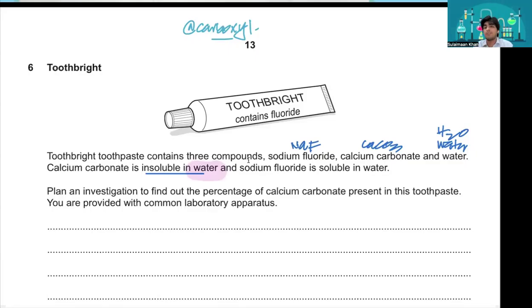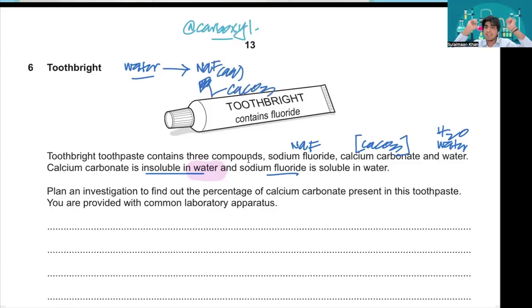Now, the question in itself is giving you the answer. It says calcium carbonate is insoluble in water, so start adding water and devising an overall thought process. I'll add excess water, a lot of water, to this toothbright toothpaste, and I'll keep stirring and heating it until I see just a solid lump remaining. That's obviously going to be calcium carbonate. Sodium fluoride is soluble, which means it'll become aqueous, and you'll have a lump of calcium carbonate because it is insoluble.